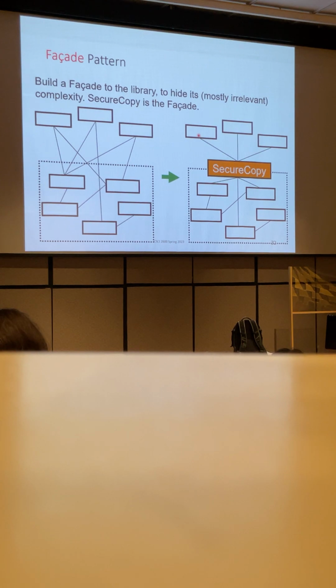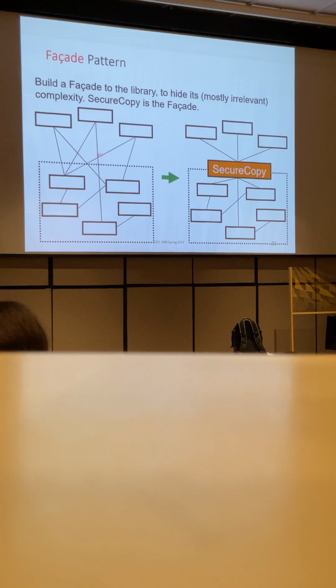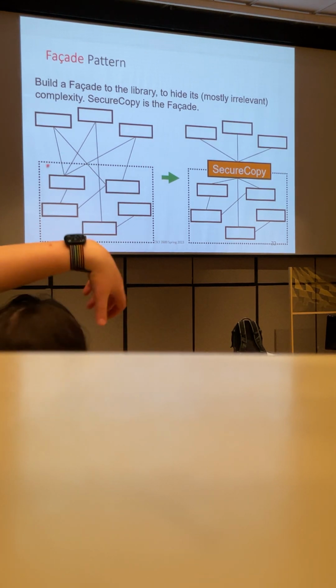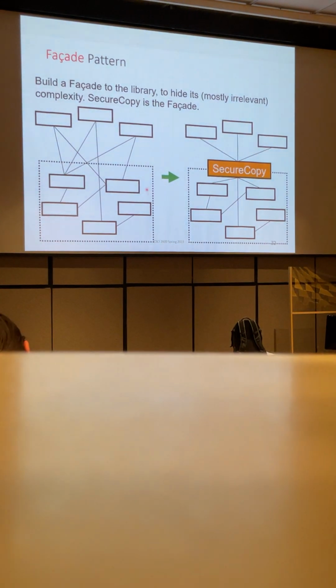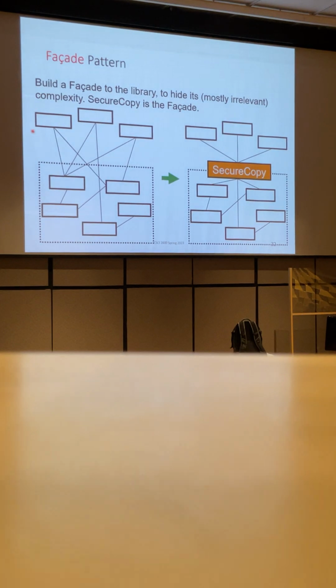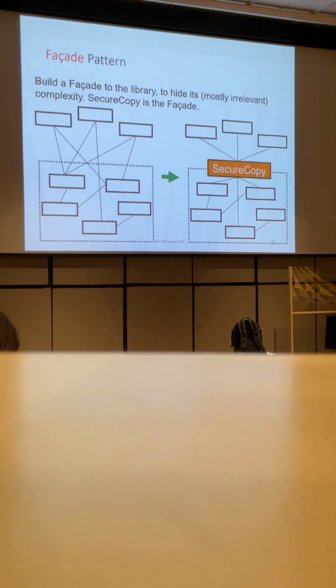So facade is something that is up front. It's sort of the front end. Here is our complicated general-purpose library, with many components and many ways to interact among them. And this is our client at the top here.